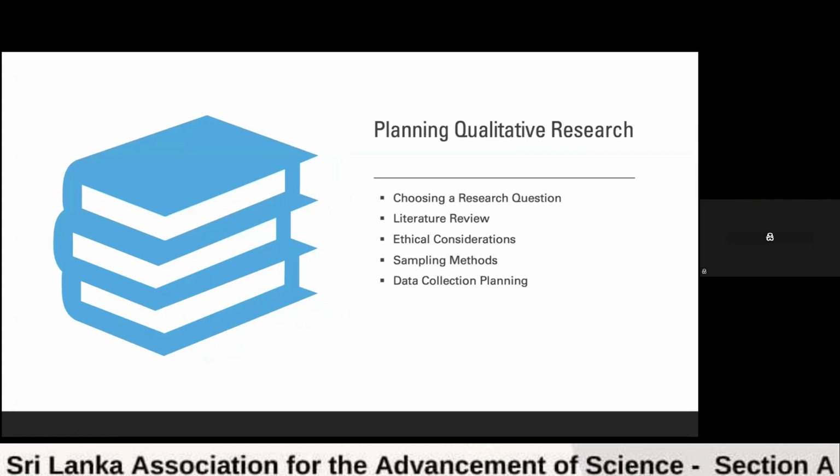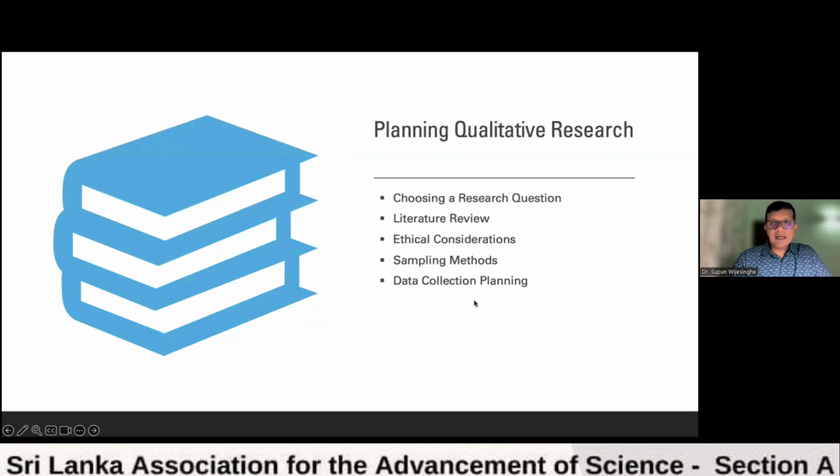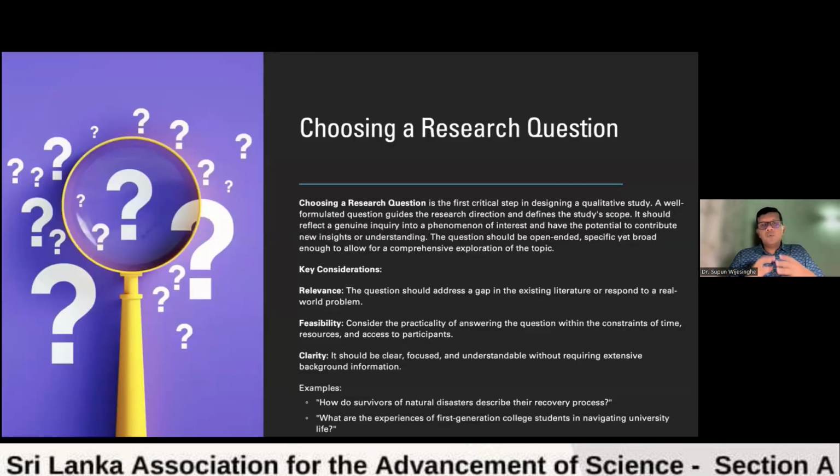And then you have to discuss data collection planning. So these are the areas, if you are interested in doing qualitative research for anything, that you have to think of. First one, choosing a research question.